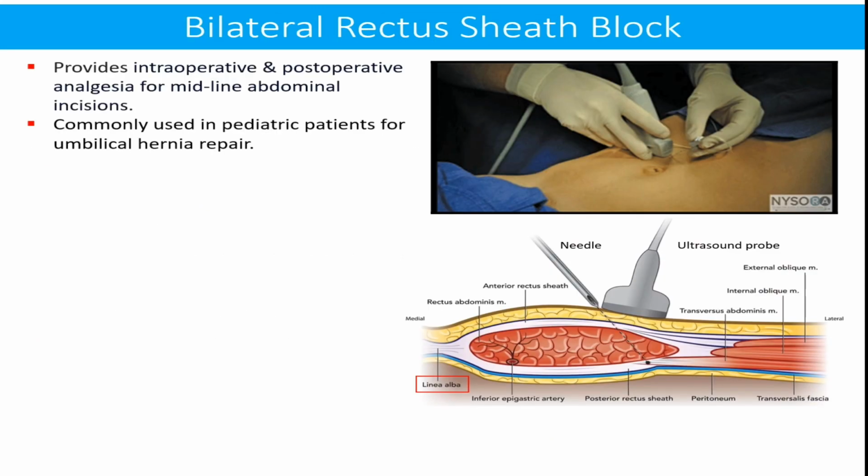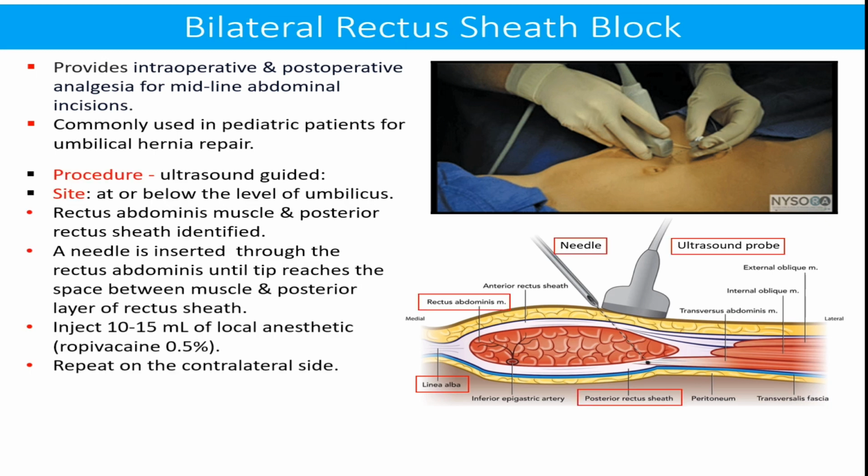Bilateral rectus sheath block. This nerve block provides intraoperative and postoperative analgesia for midline abdominal incision and is commonly used in the pediatric patient for umbilical hernia repairs. This block is acquired through an ultrasound guided procedure at or below the level of the umbilicus.